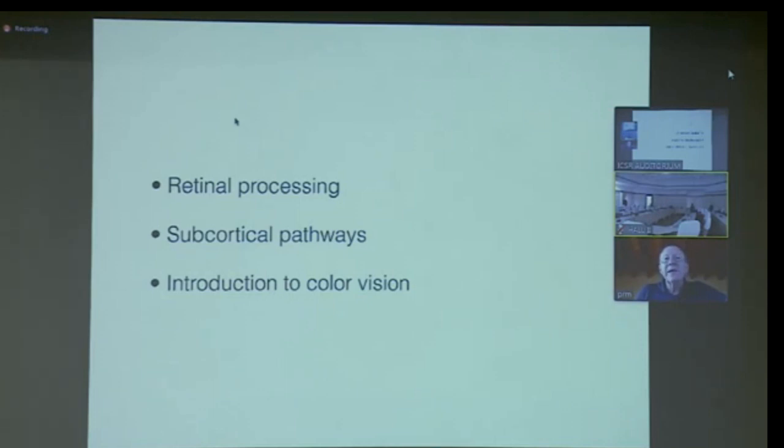Let's now talk about subcortical pathways. So now we're leaving the retina. We're going to take a trip up the optic nerve, and we're going to look at what happens at the place where the eye plugs into the brain.